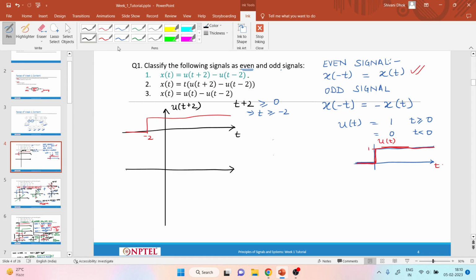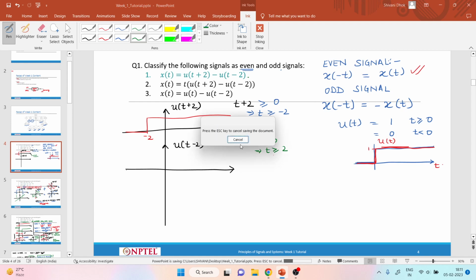Another thing is, the next signal that we have is u of t minus 2. So now for this, t minus 2 greater than or equal to 0, which means t greater than or equal to 2. For this value of t, my signal will have a non-zero value, and then it will have a 0 value for all the values outside it. So it is something like this. From 2 it will be 1, and before that it will be 0.